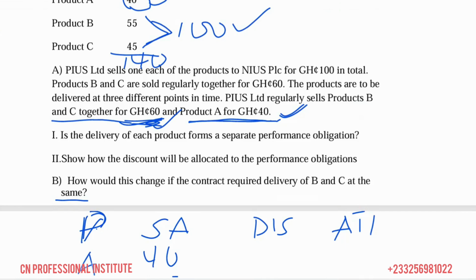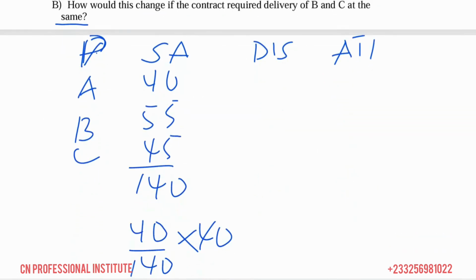A will never attract the discount because the standalone selling price is 40, and we normally sell it for 40. So there's no discount for A. The discount goes to B and C. We put B and C together and sell them for 60. But the standalone selling price is 100. So the standalone selling price for B and C, the 100, is more than the transaction price for B and C, which is the 60. So A will not get any discount. It's B and C that attract the discount.